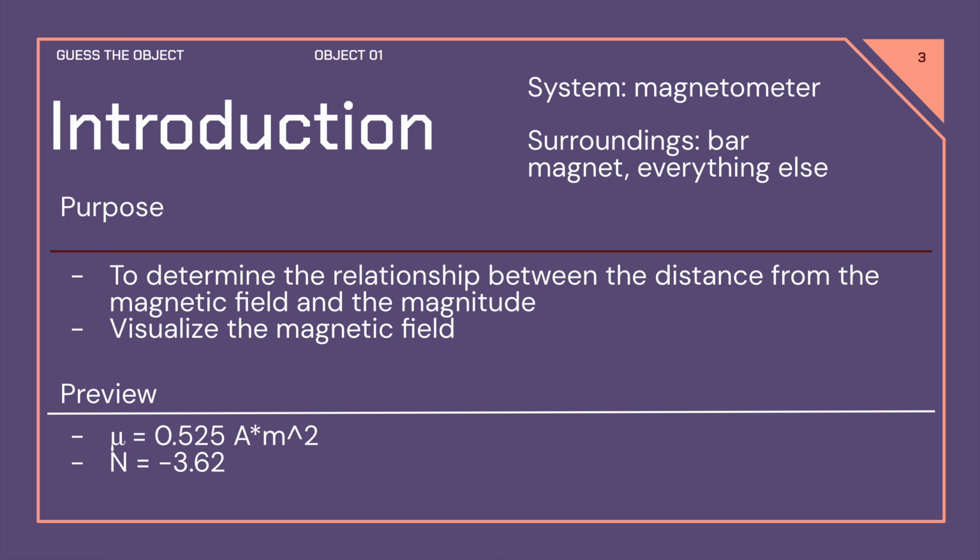The purpose of this lab is to determine the relationship between the distance from the magnetic field and the magnitude. Then we will create a GlowScript code in order to visualize the magnetic field. In this experiment, the system is the magnetometer, while the surroundings consist of the bar magnet, Earth, and everything else. For a preview of the results, the magnetic dipole moment is 0.525 A·m², and n is negative 3.62.